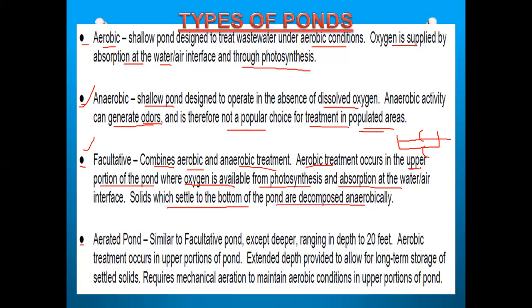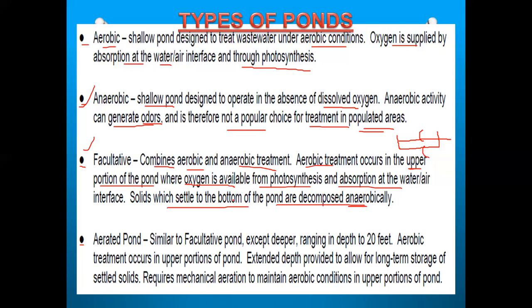So aerobic treatment occurs in the upper portion of the pond where oxygen is available from photosynthesis and absorption at the water or air interface. Therefore the solids which settle at the bottom of the pond are decomposed. Which solids? Organic solids will decompose anaerobically. So, understood? In the facultative process, the aerobic process takes place in the upper pond, whereas the anaerobic process takes place in the lower portion of the pond.